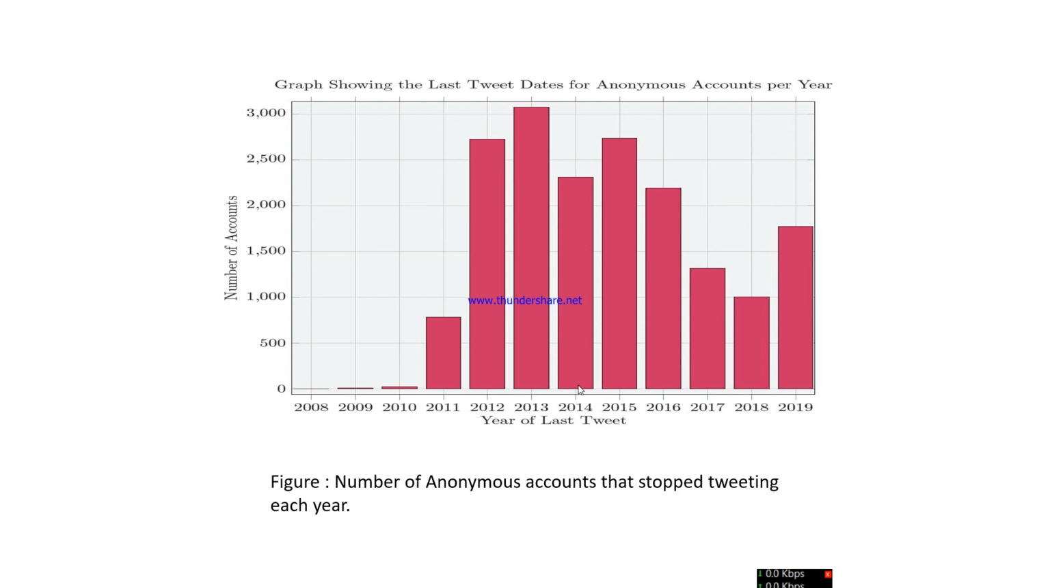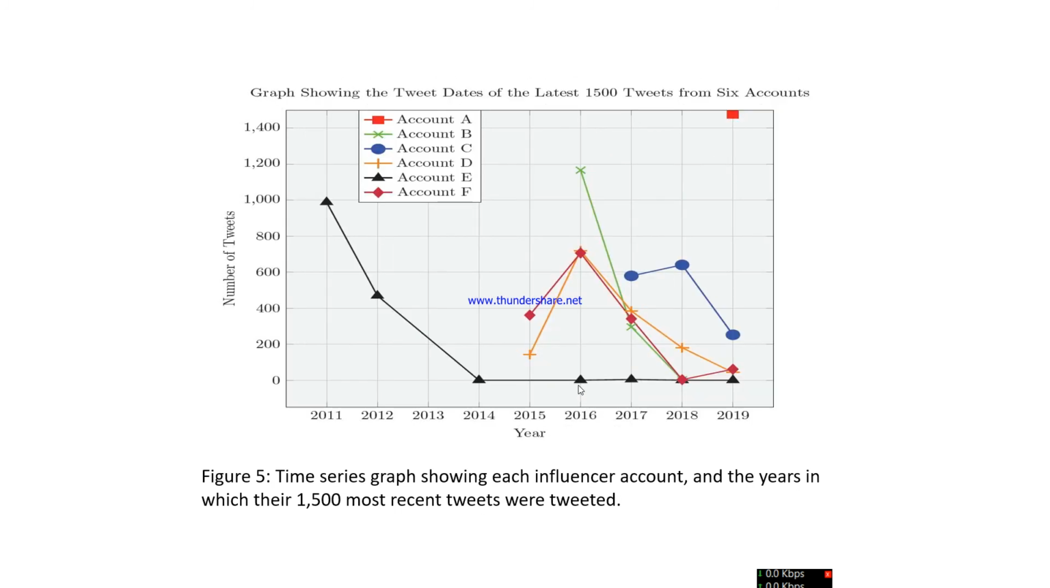In 2014, we have seen only 2,200 or 2,300 approximately tweets. In 2015 it increased, then in 2016 it decreased again, and decreased in 2017 and 2018, but in 2019 we have seen the number of tweets increase. This is the graph showing the number of tweets for the particular accounts, as shown by our research.